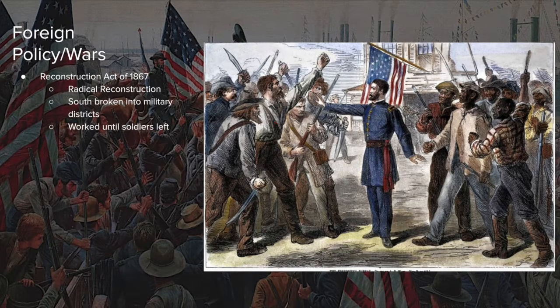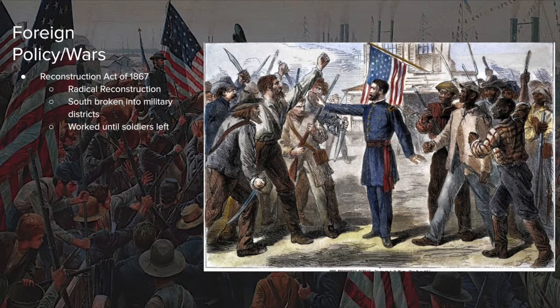Reconstruction Acts, I put this in foreign policy, which I know is kind of strange, but it is kind of a foreign policy because we're dealing with the South, who is just a foreign country, right? Now we're pulling them back in. And so we have this Reconstruction Act of 1867, which begins the concept of radical reconstruction. So under Johnson, Reconstruction wasn't all that effective.